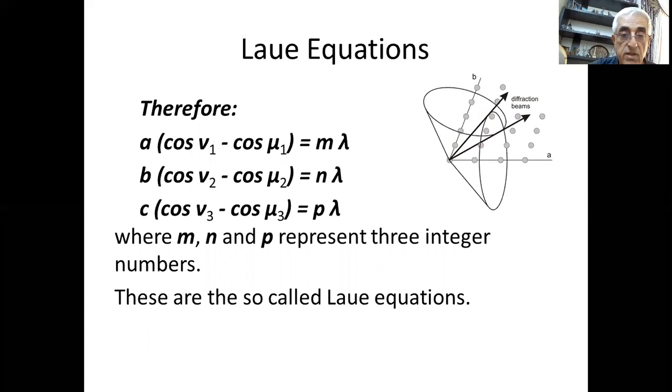Therefore, we will get three equations accordingly. These three equations, related with A, B, and C multiplied by the brackets, are equal to m lambda, n lambda, and p lambda respectively, where m, n, and p represent three integer numbers. These are the so-called Laue equations. So these three equations here are called the Laue equations.